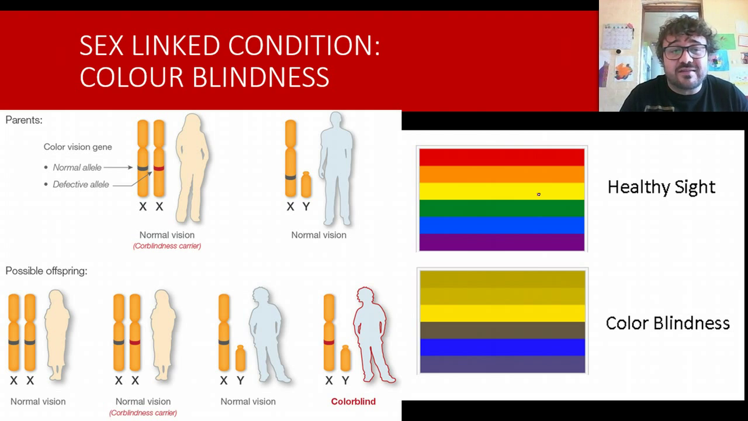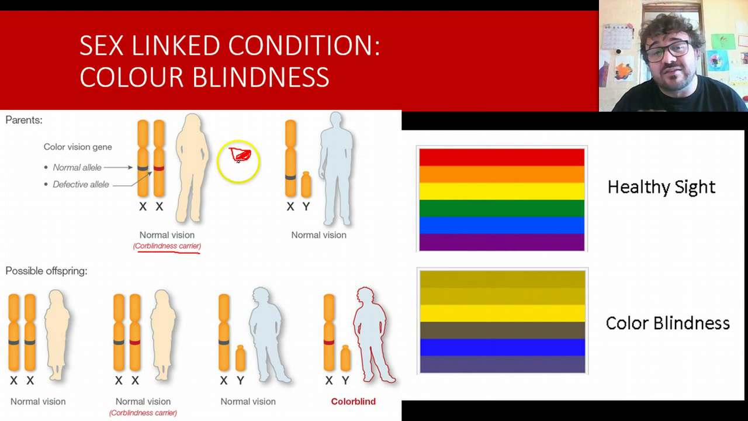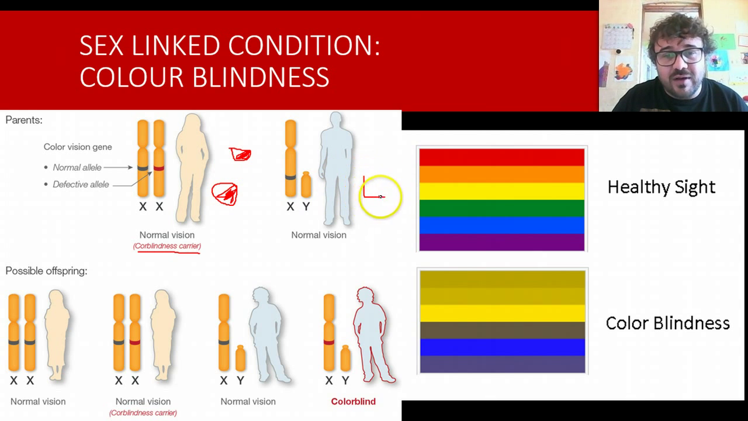Color blindness exists on the X chromosome. So if we've got a mother who is a color blindness carrier, by the way, with pedigrees, if it is half colored in, that person is a carrier for the gene. So they have the gene, but it's not expressed in them. This mother would have a circle that is half colored in, and the father would have a square which is not colored in at all.